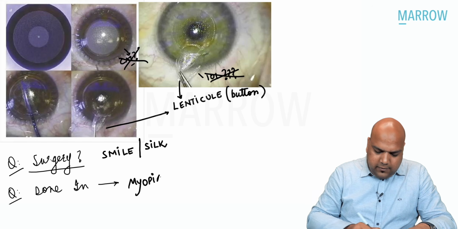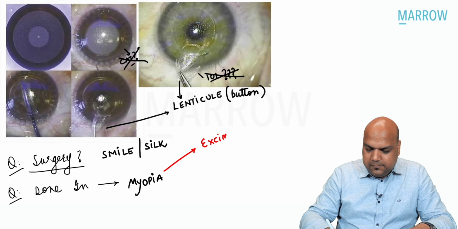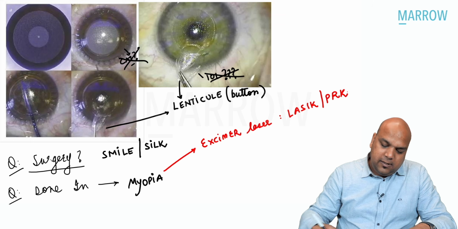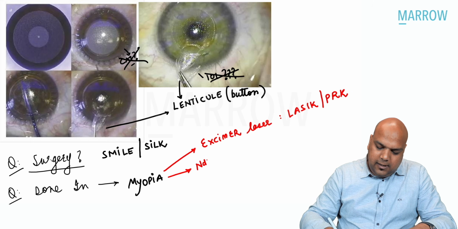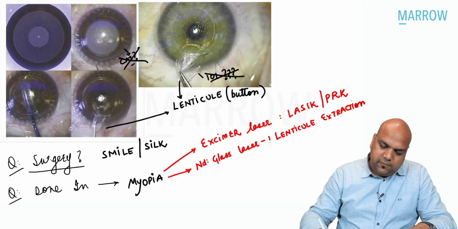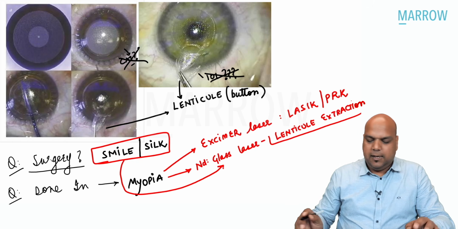So to treat myopia, we have two basic surgeries. What are the two basic surgeries? Number one is excimer laser-based surgeries, called LASIK or PRK. And the second are Nd:glass laser-based surgeries, called lenticule extraction. And for lenticule extraction, there are two names based on the names of the machines which are made: SMILE or SILK.